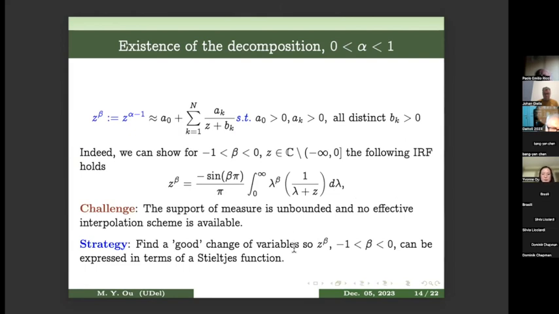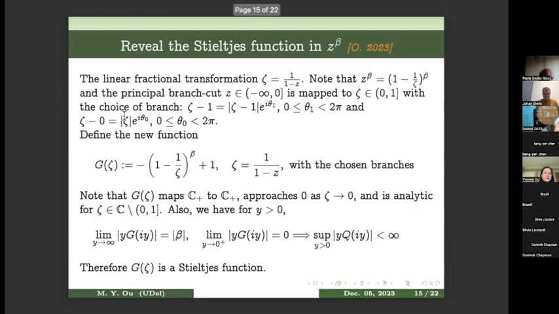Okay, so let me see, we change variables. I'm going to transform this function, the kernel of the Caputo derivative, into something which I know behaves very well. Importantly, I want the support of the measure to be confined in a finite interval on the real axis. So here is what will work. I do a very simple transform: 1 over 1 minus z, the usual fractional linear transform we teach students in the complex variables class. And then z to the beta can be written this way.